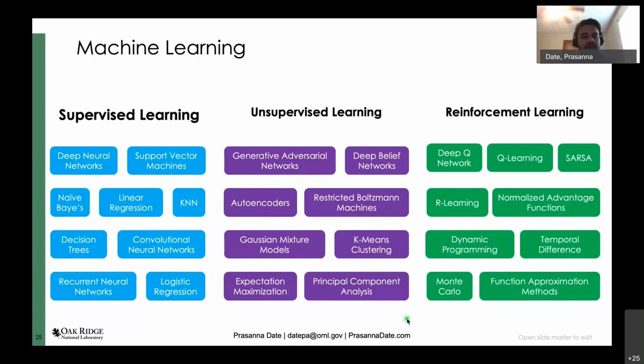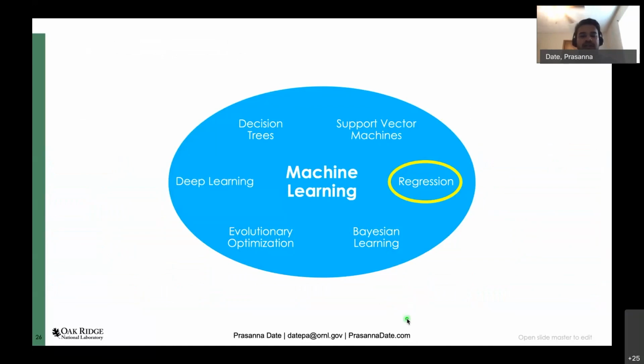So when you look at all these different models, you can categorize them into some broad categories, which are these six categories over here: decision trees, support vector machines, regression, which could be linear or non-linear or any sort of regression, Bayesian learning, evolutionary optimization, and deep learning. So in this part of the talk, I'm going to focus on the linear regression problem and do a deep dive into that.